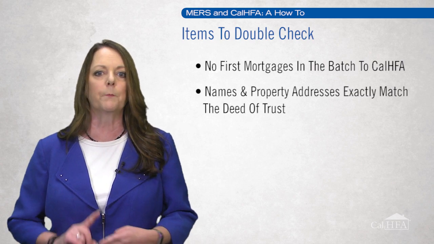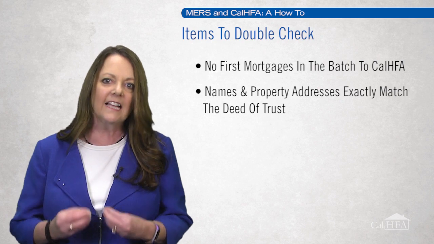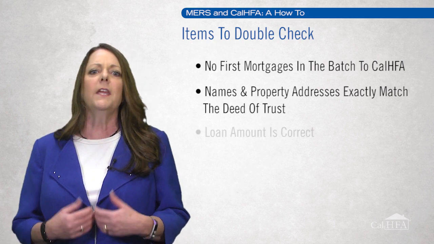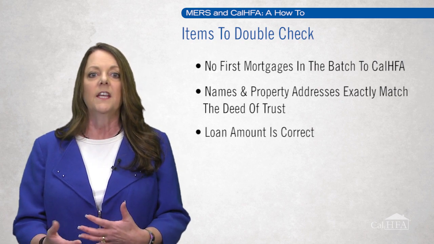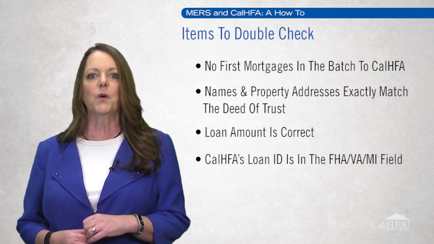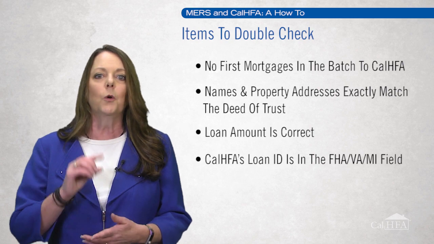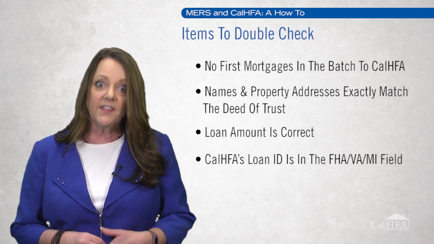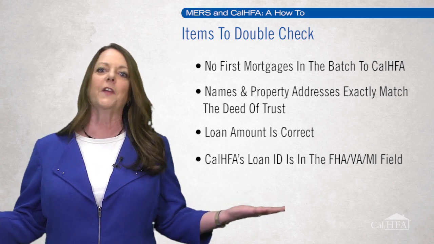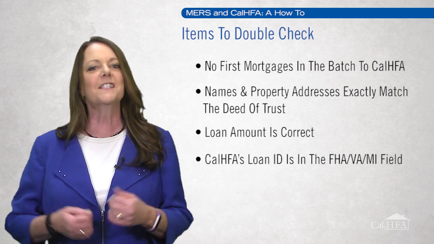Check the names and property addresses exactly match the deed of trust. Make sure the loan amount is correct. Now add CalHFA's loan ID in the FHA VA MI field. This you'll only need to do on the subordinates, then initiate the transfer. CalHFA will approve the transfer if it's done correctly. And there you have it.